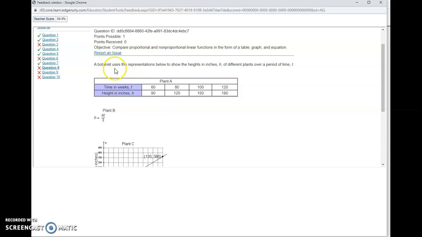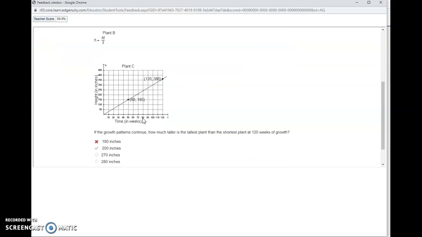Here it looks like a botanist uses the representations below to show the heights in inches, h, of different plants over a period of time. Okay, if the growth pattern continues, how much taller is the tallest plant than the shortest plant over 120 weeks of growth? So I'm looking at 120 weeks.